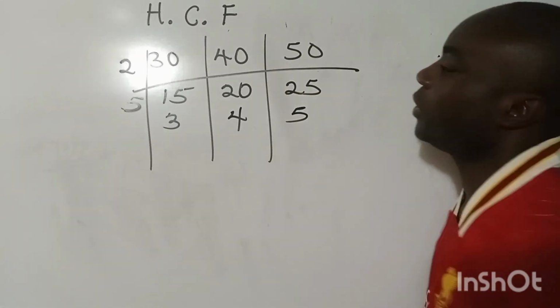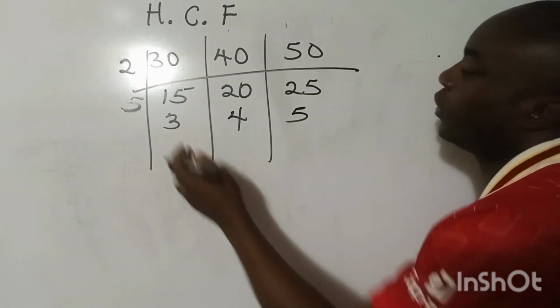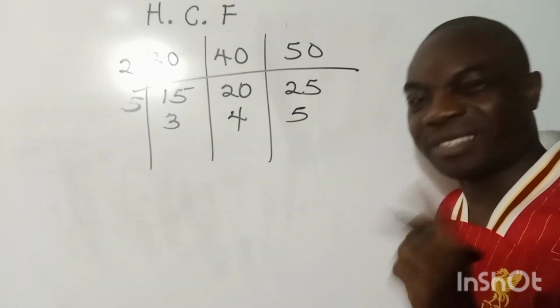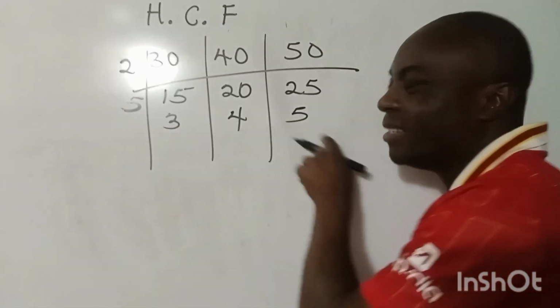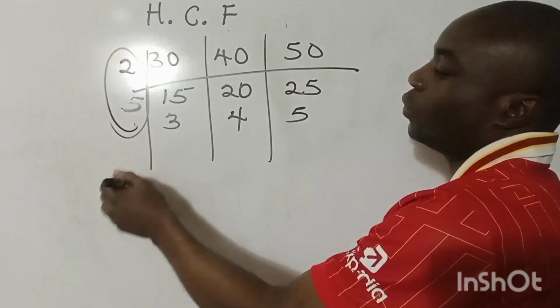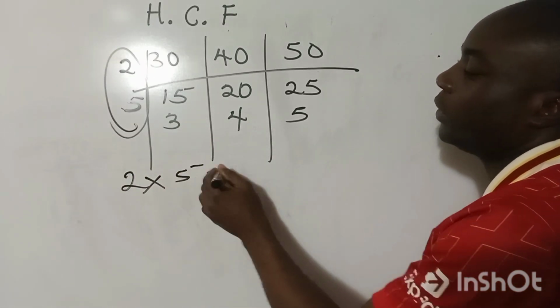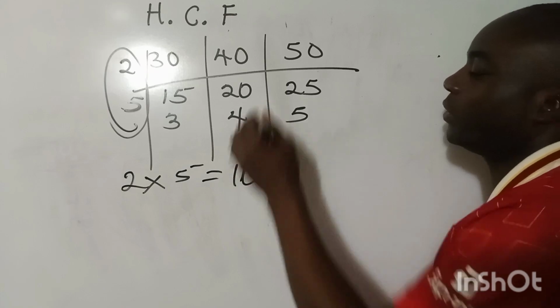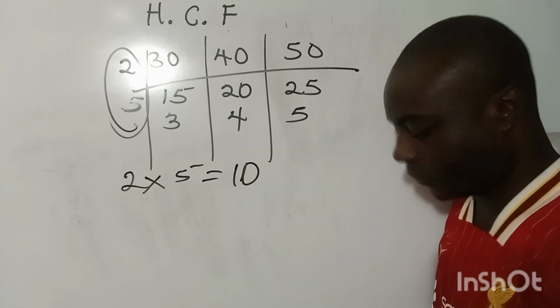Now in this case, there's no number that can go into 3, 4, and 5. There's no same number that can divide these 3 numbers without any remainder. So what we do next, we multiply 2 times 5. And 2 times 5 is 10. So in this case, our HCF is 10.